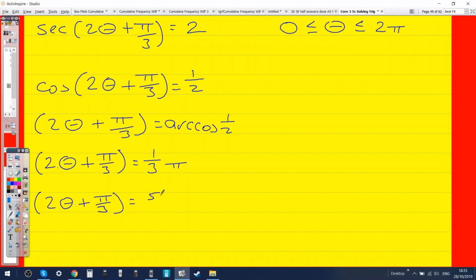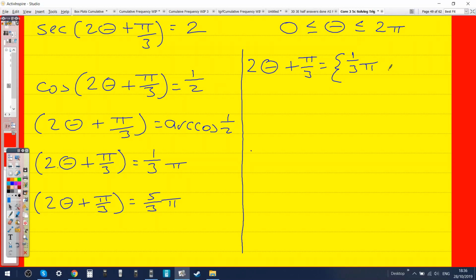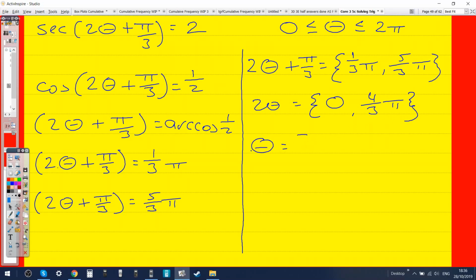So 5 over 3 pi. Yeah, that's in the range. So then from here, you add pi over 3 to both of them. It's already add pi over 3. You subtract pi over 3. So 0, and 4 over 3 pi. And then you divide those by 2. So the first one is still 0, and the second one is 2 over 3 pi. Yeah, that's it. Okay, that's fairly simple.